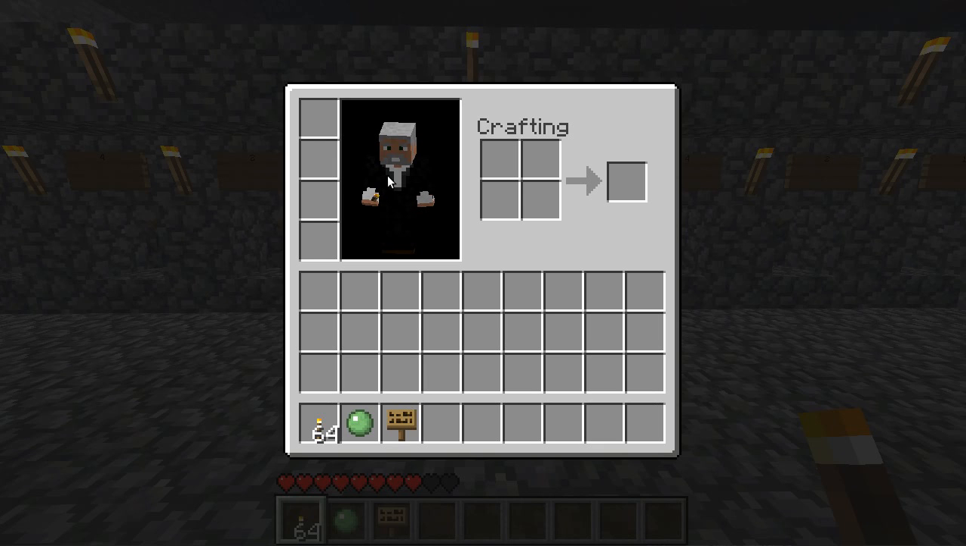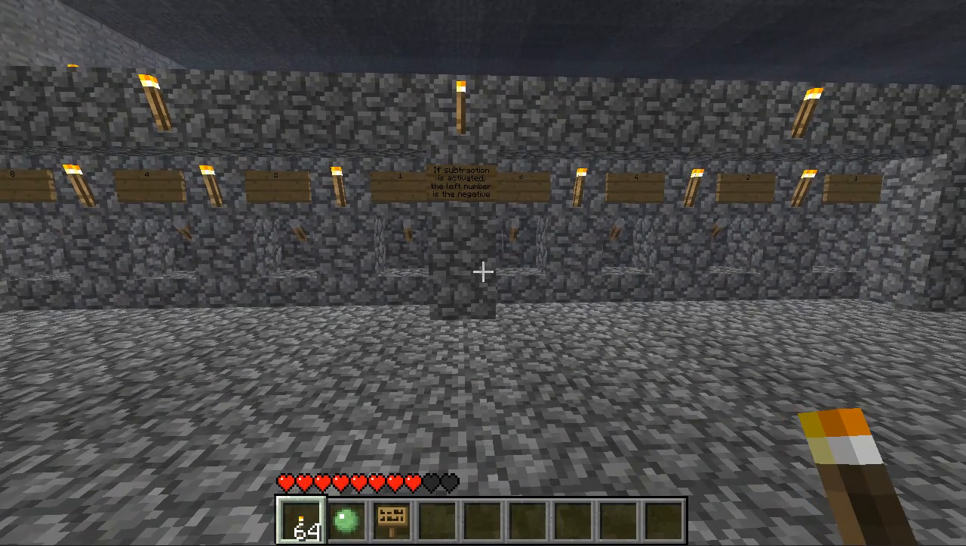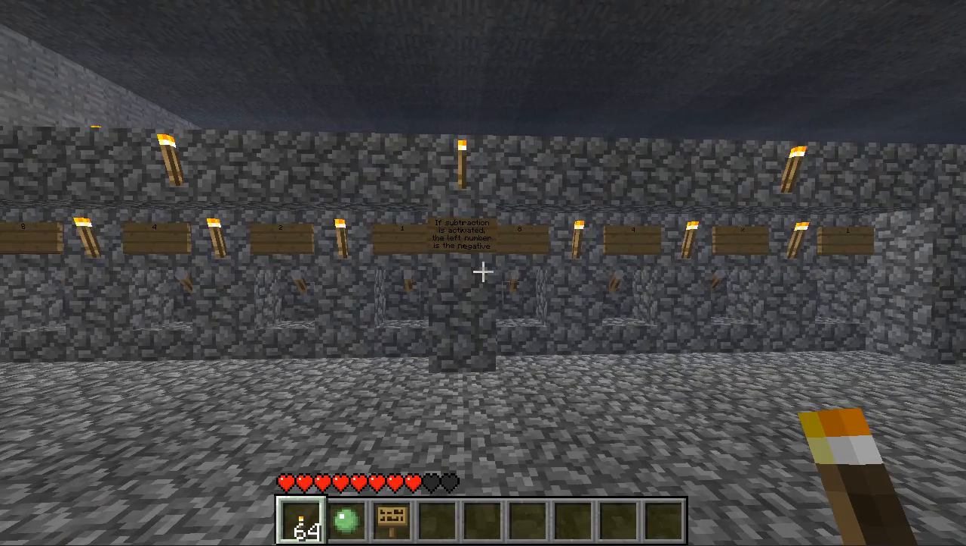Hello everyone. In this video I will be giving a demonstration of my 4-bit Redstone calculator in Minecraft and attempt to explain briefly how it works. So let's begin. Well, first of all, this is the control panel.